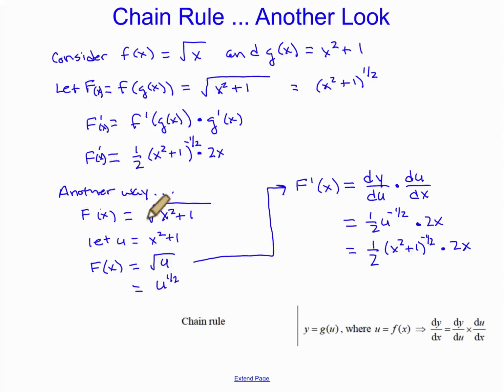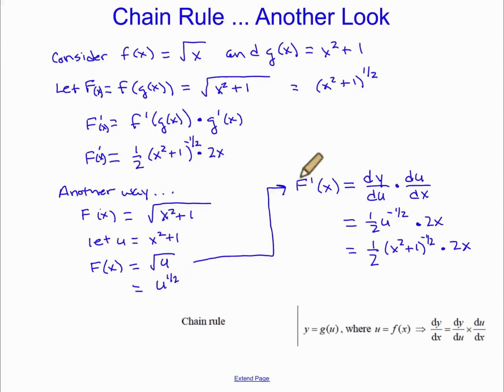Well, another, more formal way to look at it is to, of course, start with cap F of x equals root x squared plus 1. And we're going to use some substitution. We're going to let u equal the inside function g of x, which is x squared plus 1. So now, all of a sudden, cap F of x is equal to the square root of u, which I'll again rewrite as u to the 1/2.